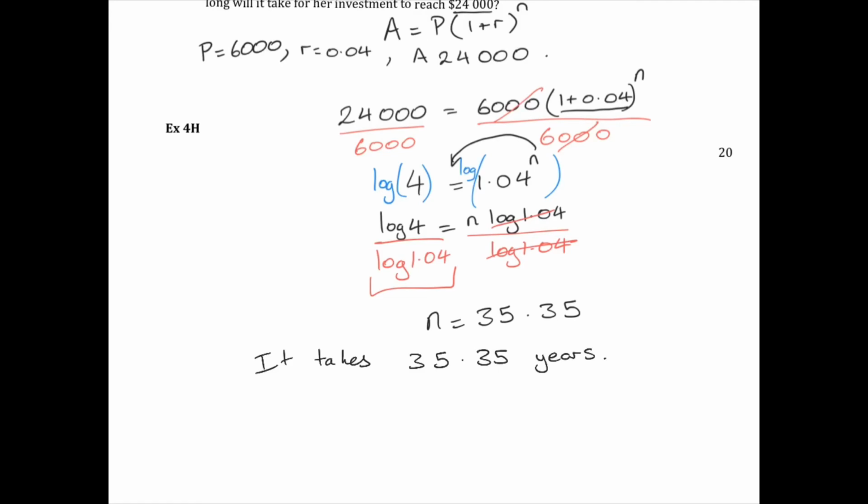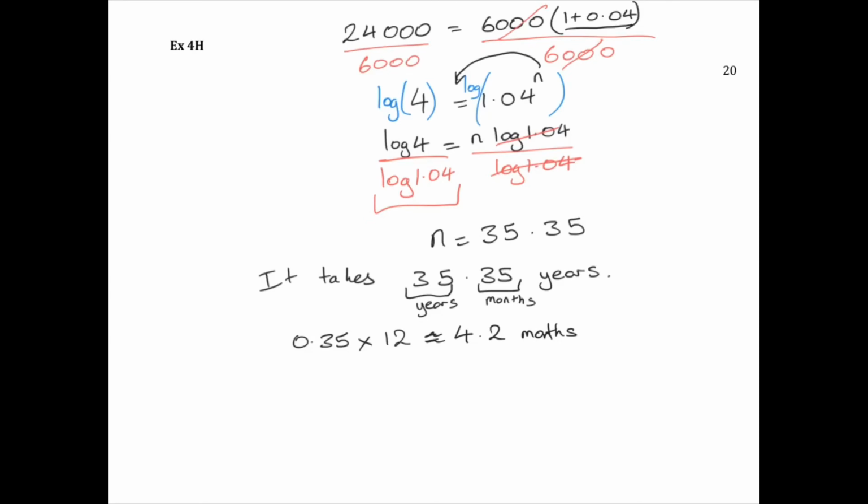But I would like you to take some time now and think what would that be in months? Now, the 35 is the years. To find the months, we're just going to use the 0.35. So, to work out the number of months, we would use that 0.35 and times it by how many months in a year? 12. So you can get the decimal from your calculator, times it by 12, and I get approximately 4.2 months.